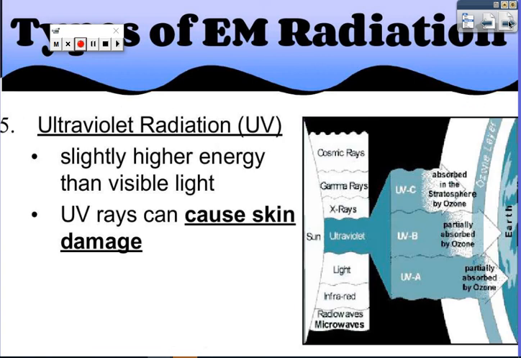The next type, which is faster and shorter than our visible light, is the ultraviolet radiation, UV. You can't see it, but it's there. You can tell when you go to the beach and you get sunburned. So slightly higher than visible light on the spectrum, and they cause skin damage. You can't see that it's there. You can feel that it's there though, and it is slightly shorter than what you would see as visible light.